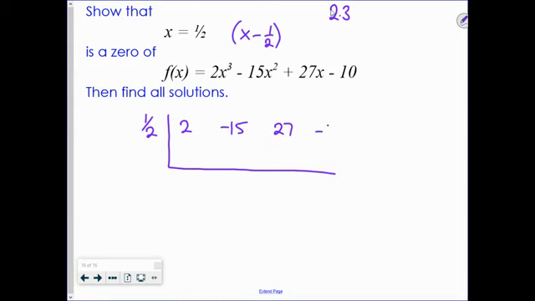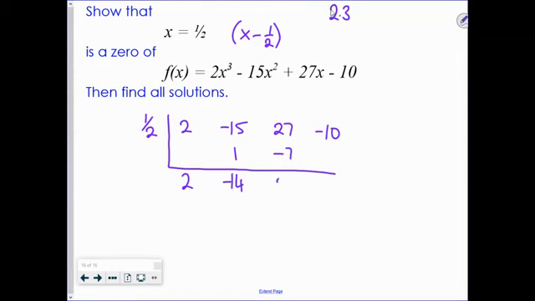Bring down the 2. 2 times 1/2 is 1. Add those together, you've got minus 14. Minus 14 times 1/2 is minus 7. That gives me 20. 20 times 1/2 is 10. And so I end up with a 0 here. The remainder is 0. And because the remainder is 0, this means that x equals 1/2 is a zero.